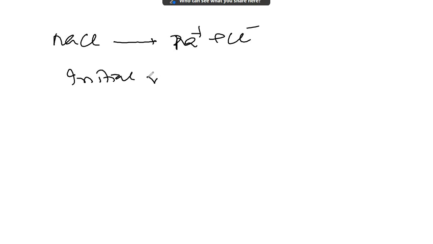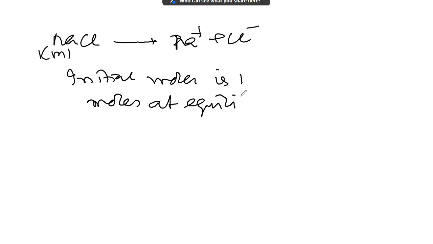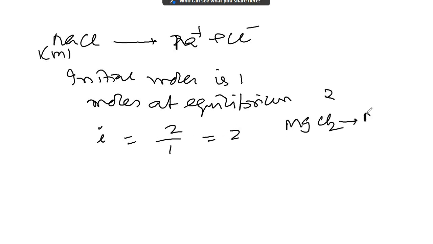Suppose in case of NaCl, it breaks up into Na+ and Cl−. So the initial mole is 1. If I take 1 molar, moles of ions at equilibrium will be 1 plus 1, that is 2. Hence i will be 2 by 1, that is 2. For MgCl2, similarly, i equals 3. For AlCl3, i equals 4.